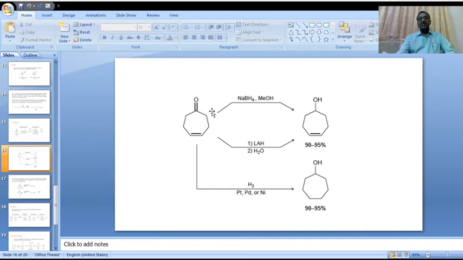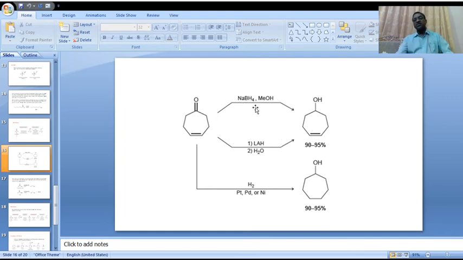This unsaturation remains as it is in the product. Only the carbonyl functional group is reduced. These two reagents, sodium borohydride or LAH, are generally used for reduction of aldehydes or ketones. There is no change of other unsaturated pi bonds. Is it clear? This is the difference.